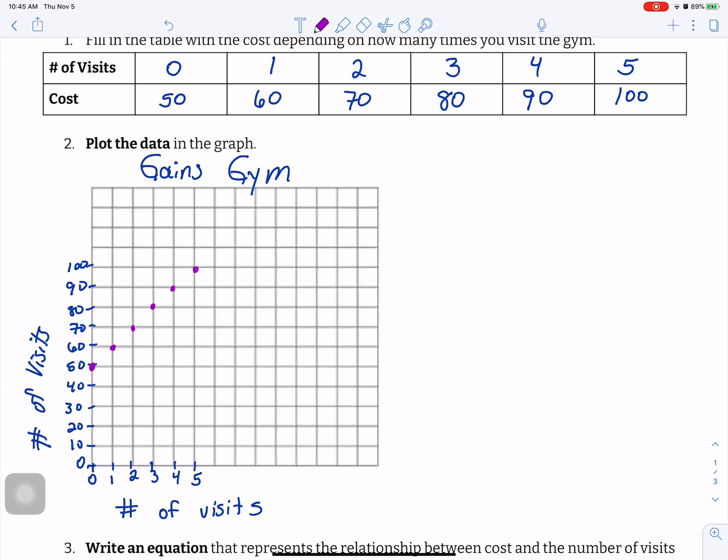I'm not connecting the dots. That's not what we're doing because there's no such thing as 1.5 visits. We're just working on putting our coordinates on our graph, and we're keeping them as the coordinates.